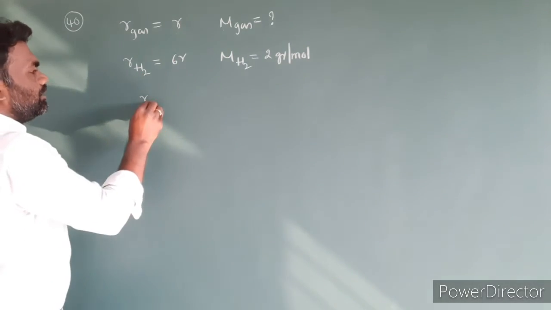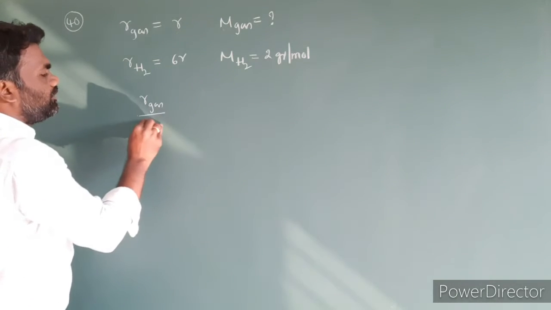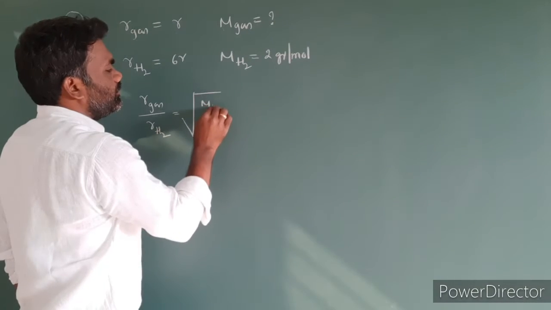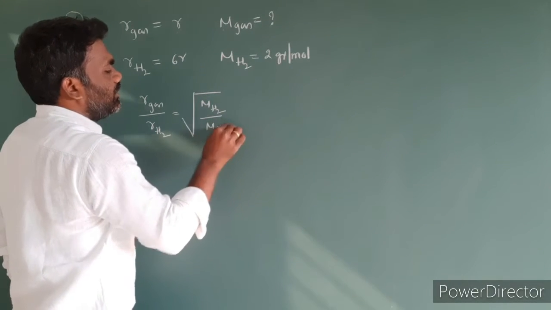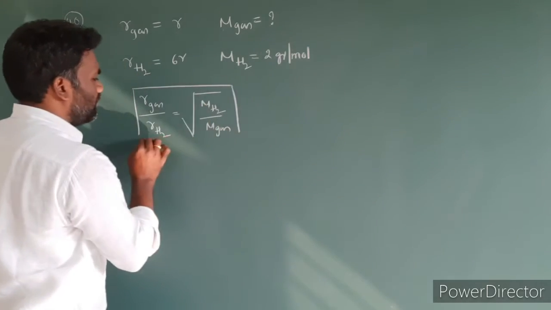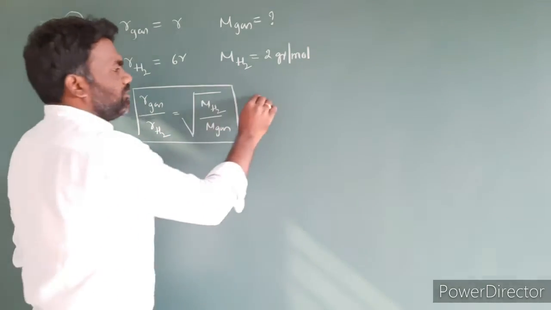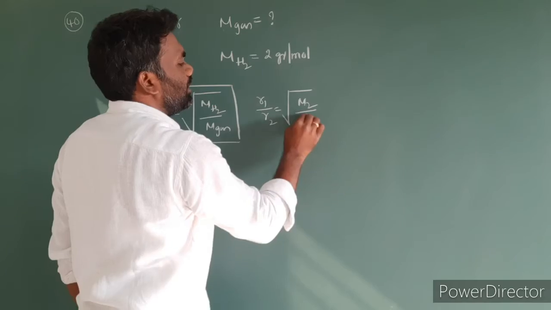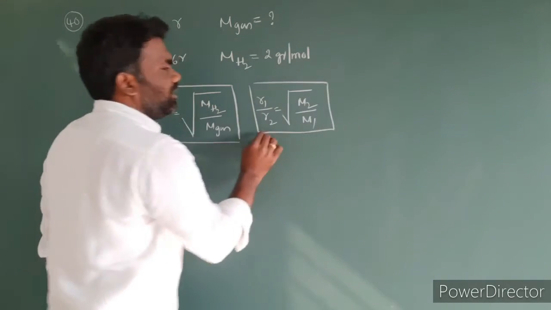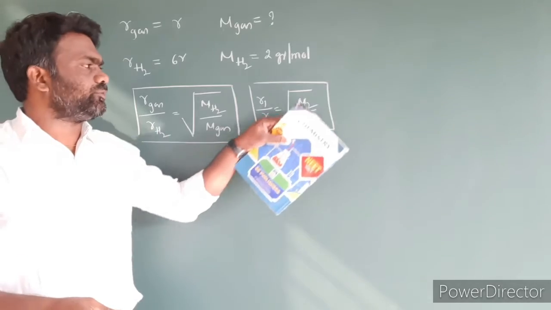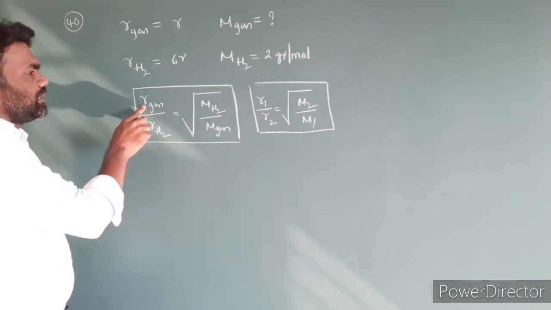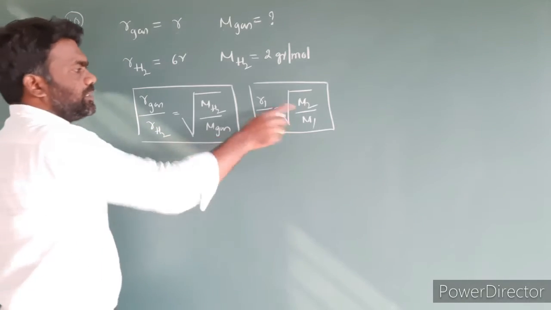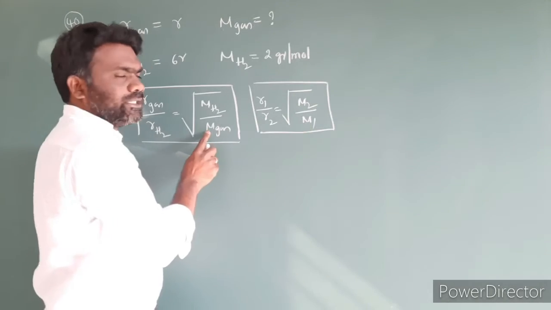What is the formula? Rate of diffusion of gas by rate of diffusion of hydrogen is equal to square root of molar mass of H2 by molar mass of gas. So this is the formula we have to use. The general formula is R1 by R2 is equal to square root of M2 by M1. Here in the place of R1 I took the rate of diffusion of the gas, in the place of R2 the rate of diffusion of hydrogen. So M2 is the molar mass of hydrogen, M1 is the molar mass of the gas.